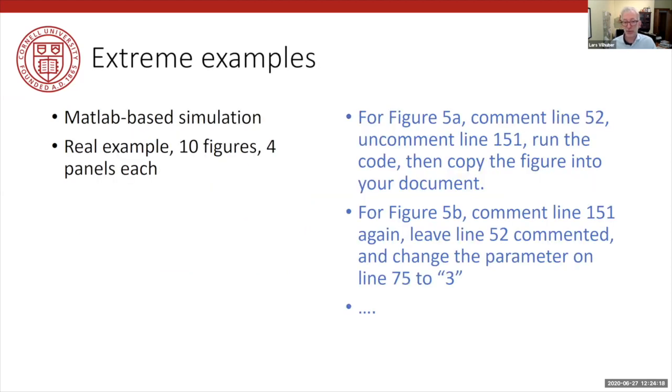So, some extreme examples of what we've actually seen. I've paraphrased here, but this is literally what we've seen. MATLAB, a real example: 10 figures, 4 panels in each, so 40 graphs, each of them constructed using the comments on the right. For figure 5A, comment line 52, uncomment line 151, run the code, and then manually copy the figure into your document. Undo those changes partially, then do something else, and again. Do that 40 times, and you have a pretty onerous replication that, in essence, is just the result of poor programming practices, because you could have parameterized all of that.